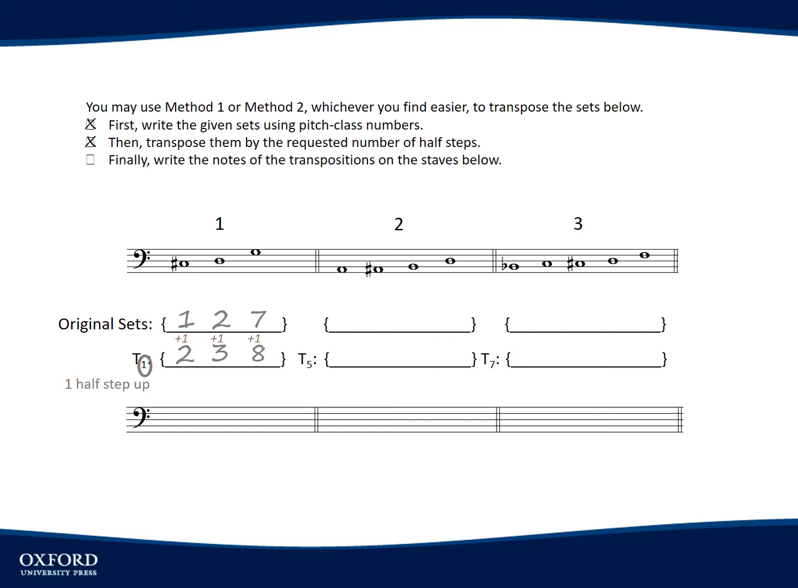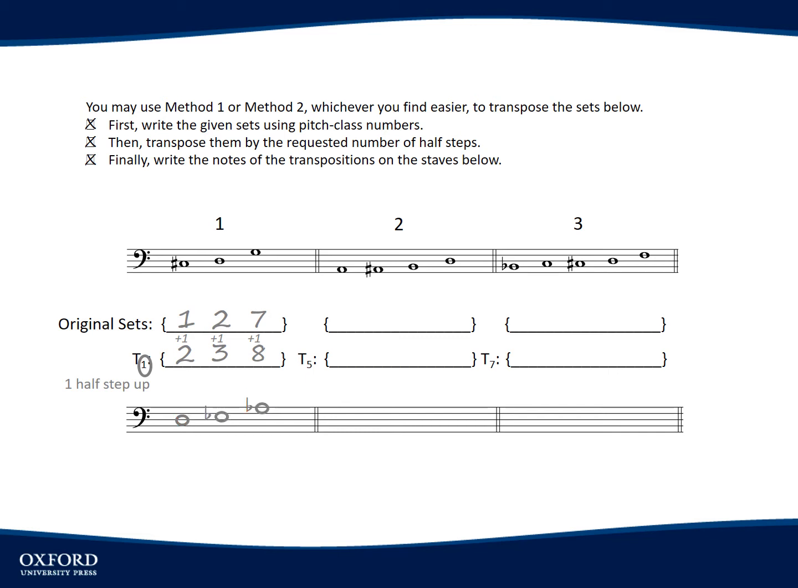The last step is to translate these pitch class numbers into notes on the staff. Pitch class 2 is D, pitch class 3 is E flat or D sharp, and 8 is A flat or G sharp. Remember that it doesn't matter how we spell these pitches. Now we've completed Problem 1.